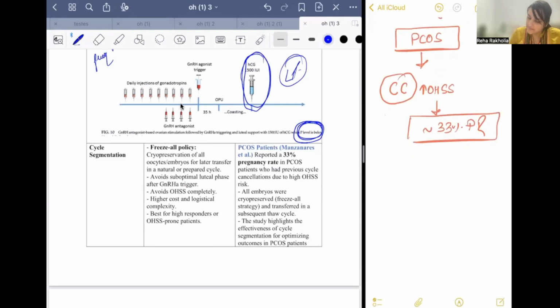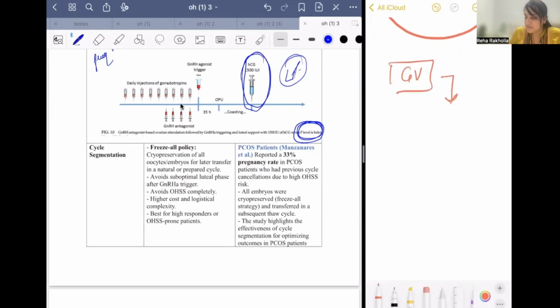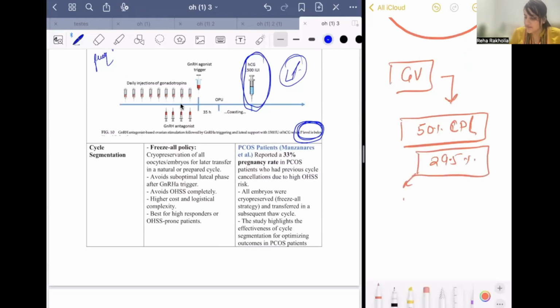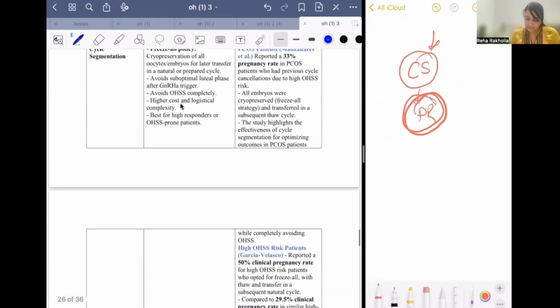This was one study. Another study by Garcia Velasco found that high-risk OHSS patients who underwent the freeze-all approach had a 50% clinical pregnancy rate compared to only 29.5% in those who proceeded with fresh transfer. This is freeze-all. These findings demonstrate that cycle segmentation can improve the pregnancy rate while preventing OHSS complications.